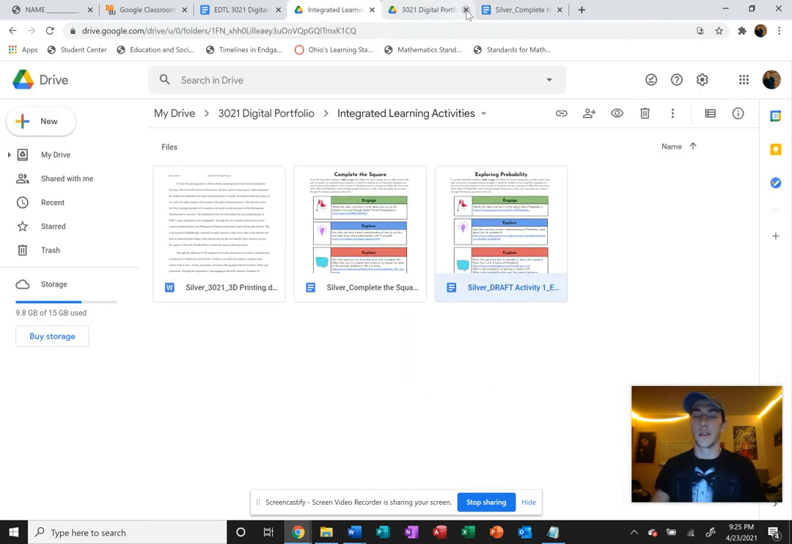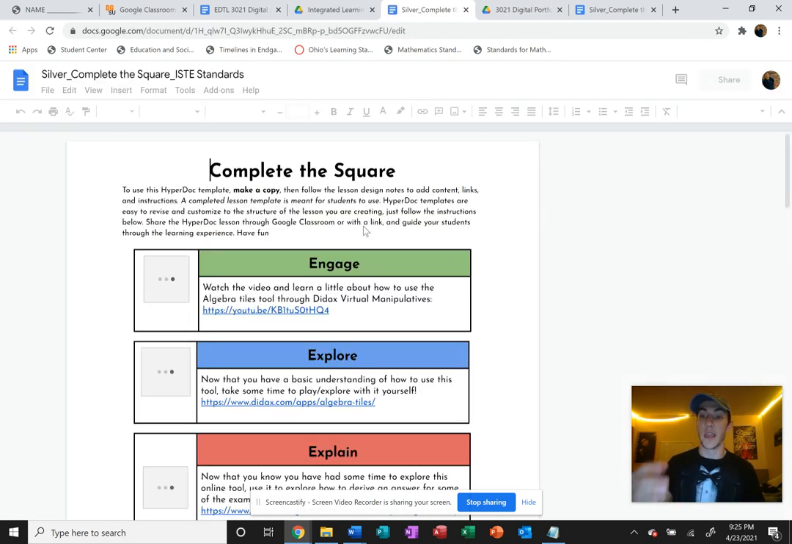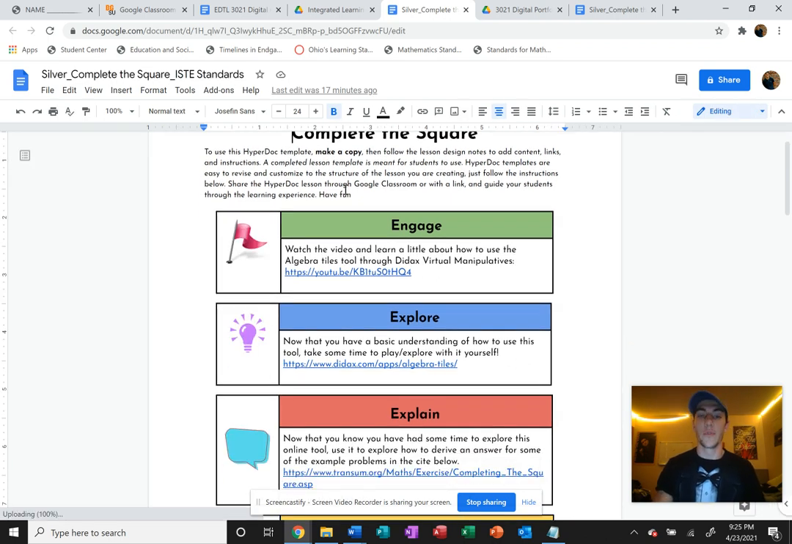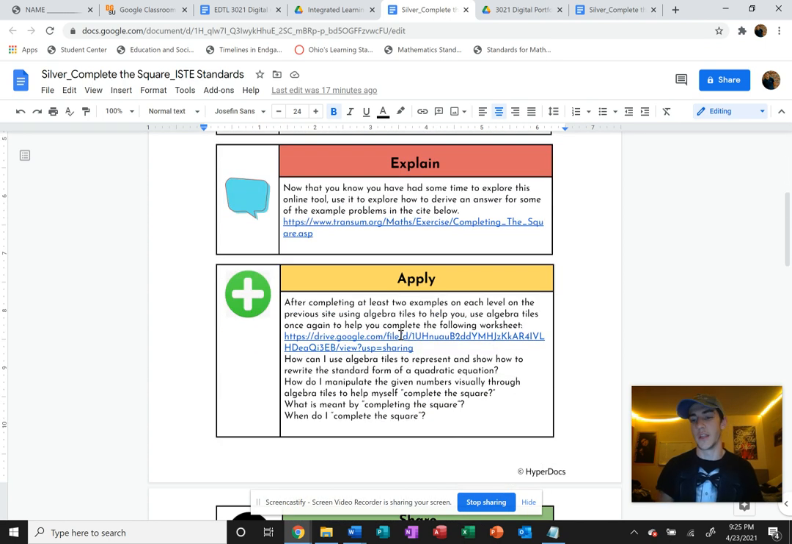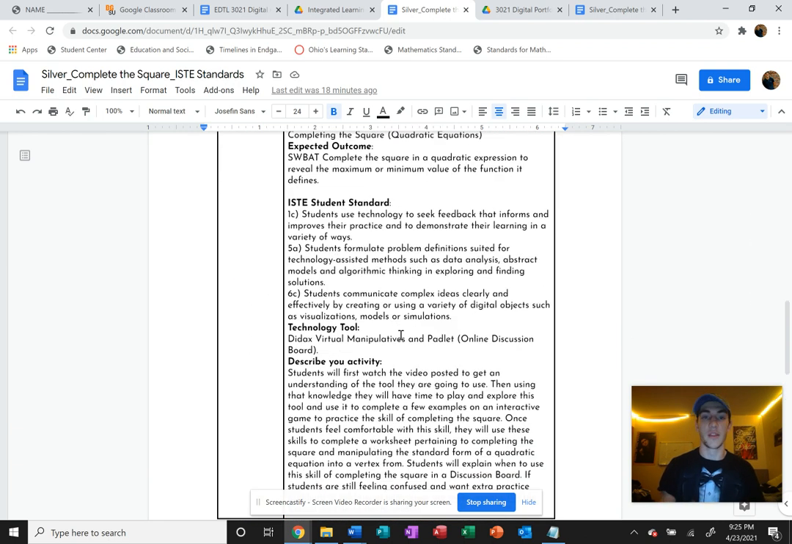activity. Then, of course, we get into the ITSE standards activity. And while it is math based, it really does help students engage and focus on some of the ITSE standards. So through this activity of completing the square, students engage with an online activity of utilizing algebra tiles. And through that utilization of algebra tiles within the lesson itself, students are using technology to seek feedback that can inform and improve their practice and demonstrate their learning.